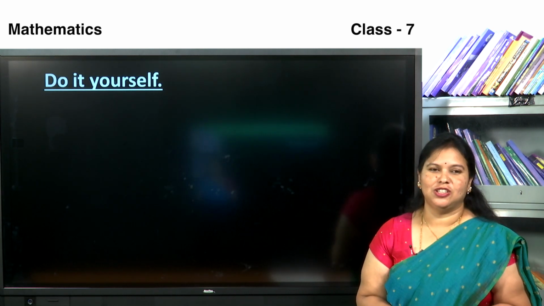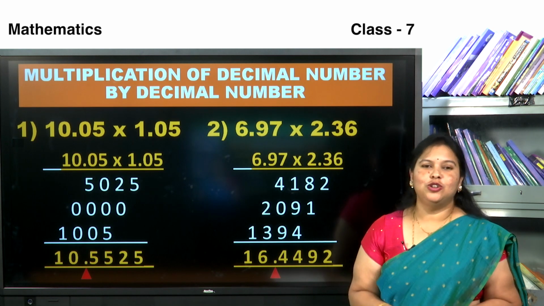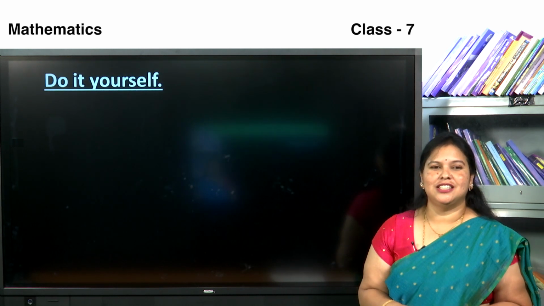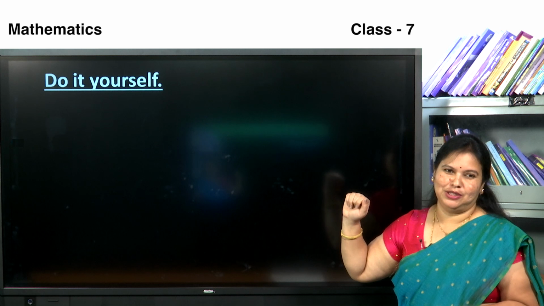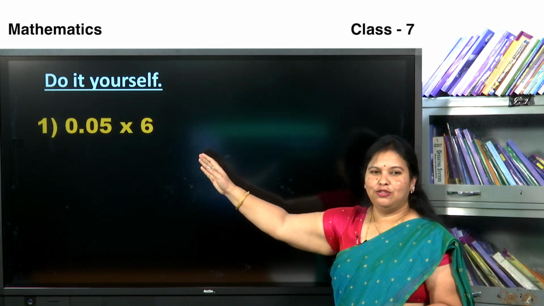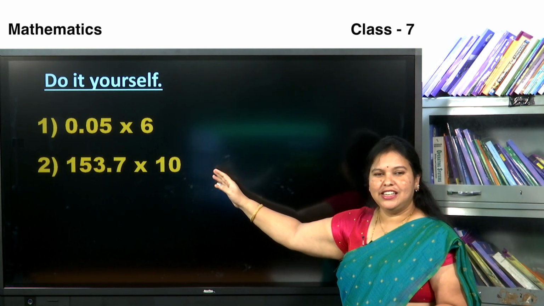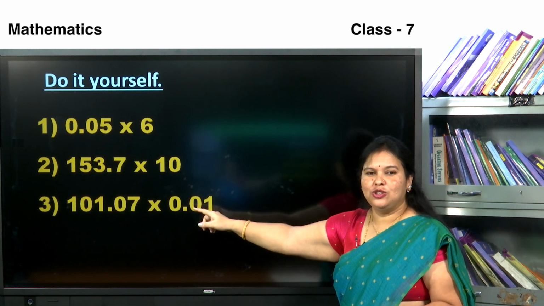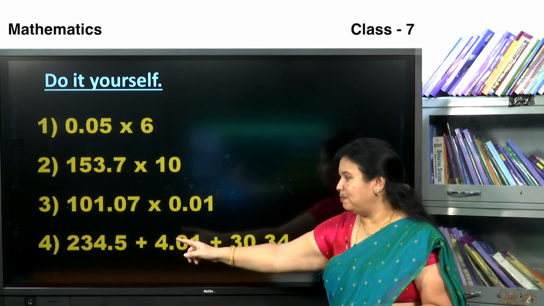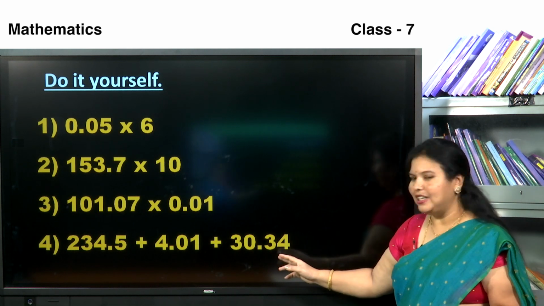Before leaving this session, I will give you some home assignment. Do it yourself at home. First one, 0.05 into 6. Second one, 153.7 into 10, 101.07 into 0.01, and the last one, 234.5 plus 4.01 plus 30.34.